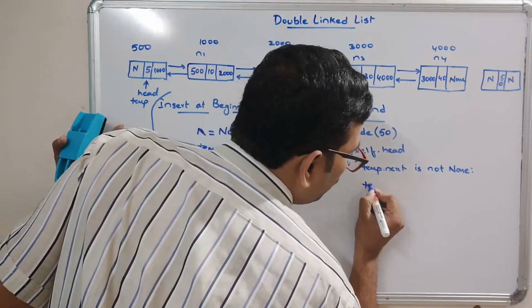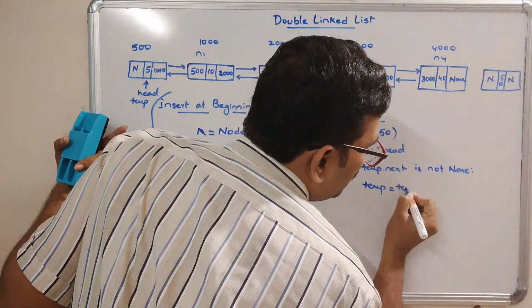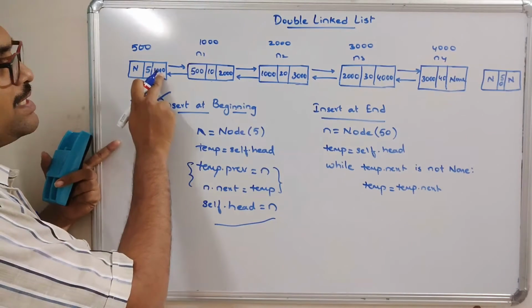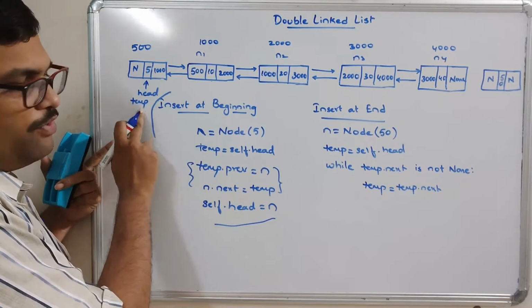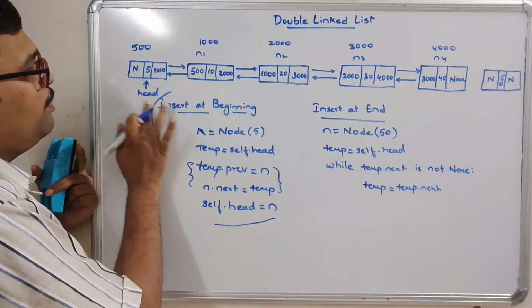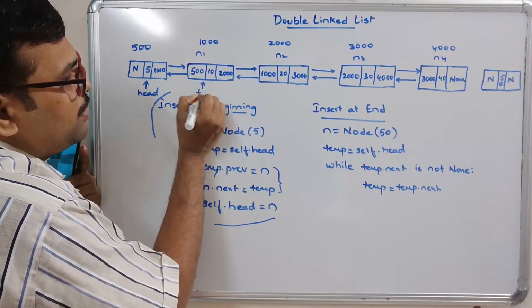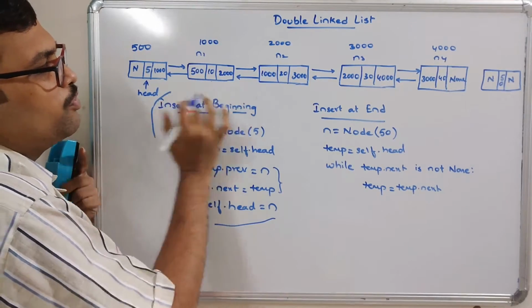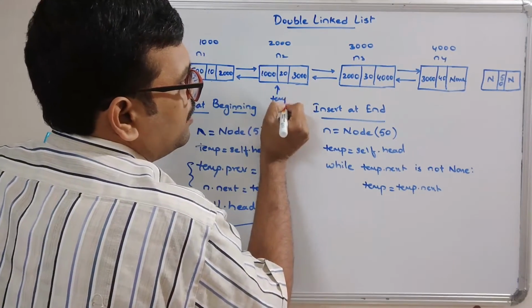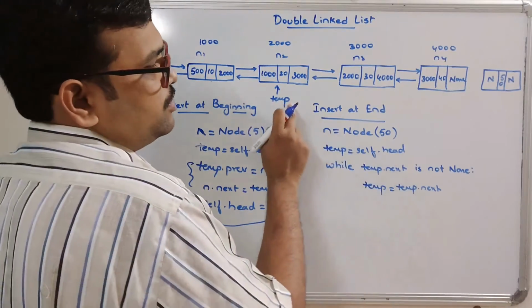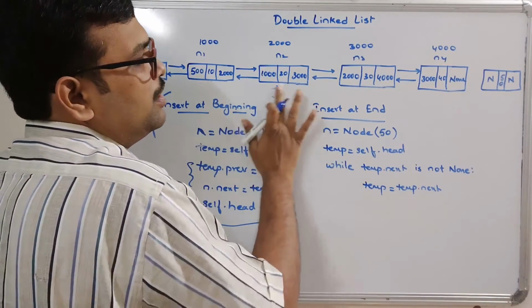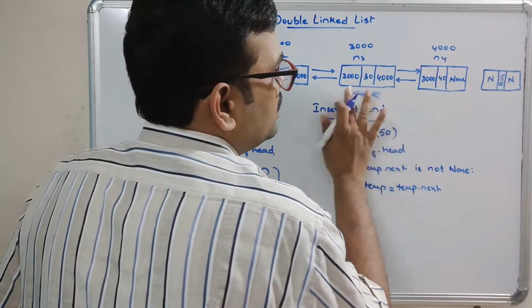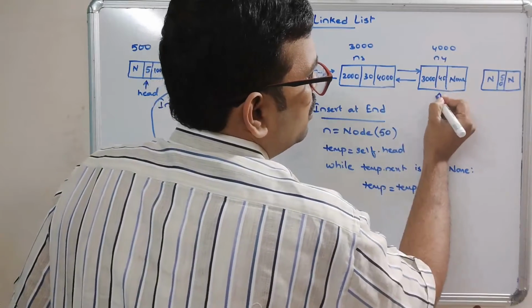So what we have to do is change temp to temp.next. See, temp.next is not None, true. So automatically temp will be temp.next. So temp value will be at 1000 now. Now again temp.next is not None, right? Again temp will be moved to here. Again temp is equal to temp.next, so change temp to temp.next. So 3000, here it will be. Like this it will travel from the first element to the last element.